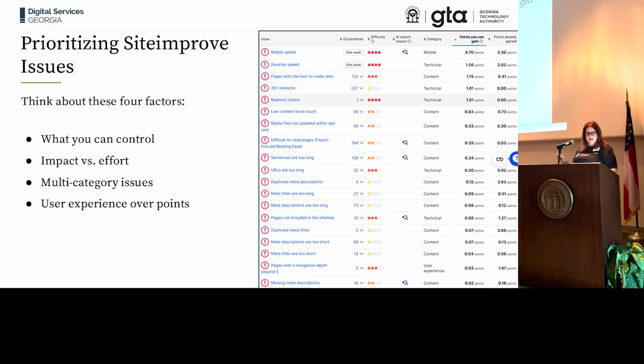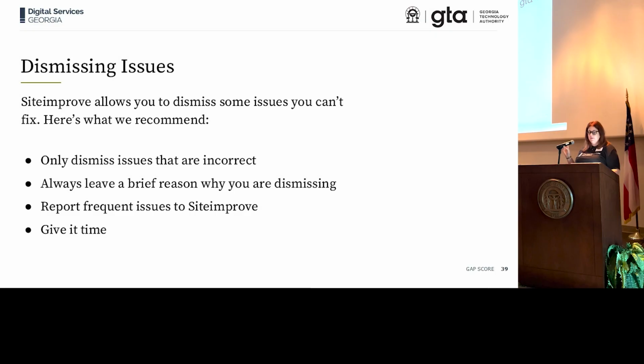Now, if you feel there is an issue that is unfairly affecting your score, in some cases you can dismiss it within Siteimprove. We recommend that you really use this sparingly, treat it as a last resort, not a primary solution. If you do dismiss an issue, this is what we recommend. Only dismiss an issue if it is genuinely incorrect, as in an issue is being flagged where there isn't one. Always explain why you're dismissing an issue in the field that's provided there in Siteimprove.